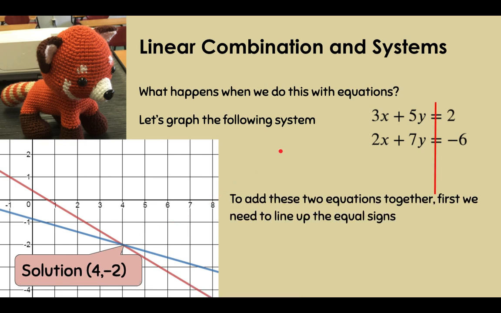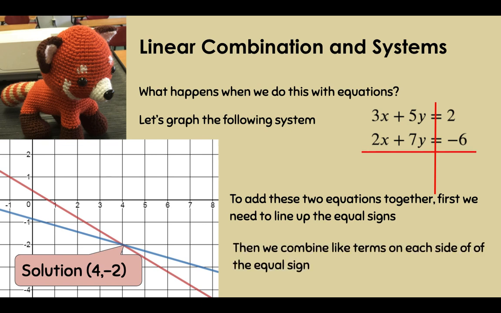But now we're going to add these two equations together. So when we add up equations, we have to make sure the equal sign lines up. And then on each side, we're adding like terms. So the x's we add together, the y's we add together, the numbers we add together, but they have to be on the same side of the equal sign when we do that.